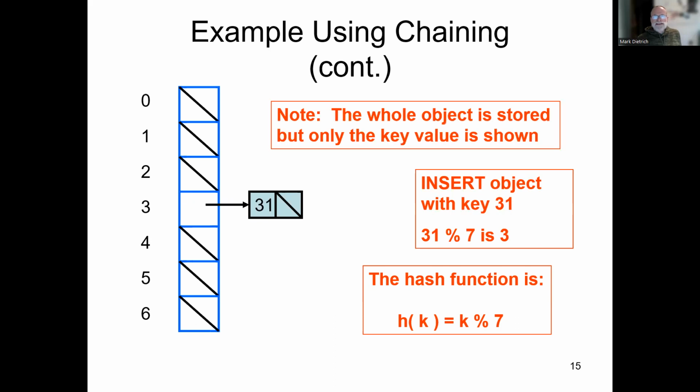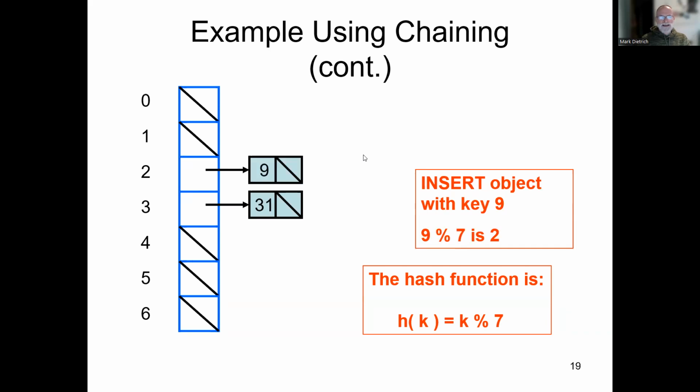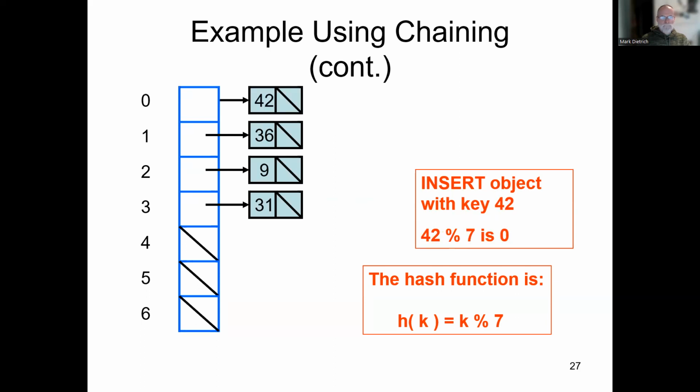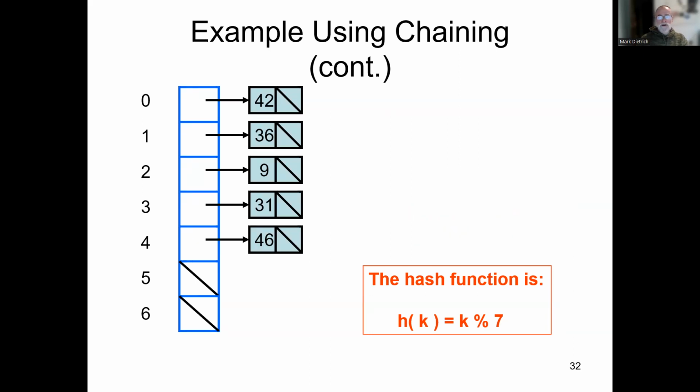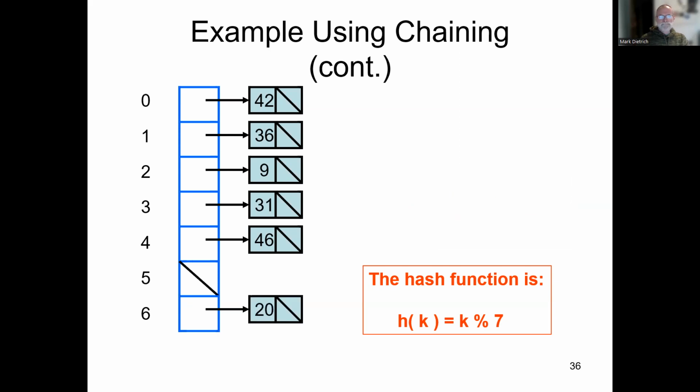All right, next we will see key 9 to enter. So 9 modded by 7 is 2. That goes then into the 2 bucket. Now let's do 36. Modded by 7 is 1. 36 goes there. 42 goes there. 46 goes there into bucket 4. Now we need to insert a 20, and that goes into bucket 6.